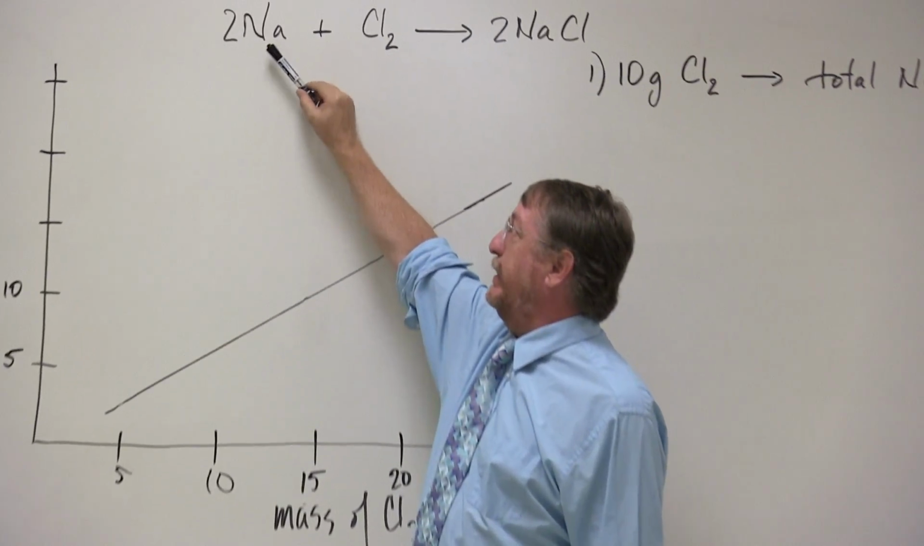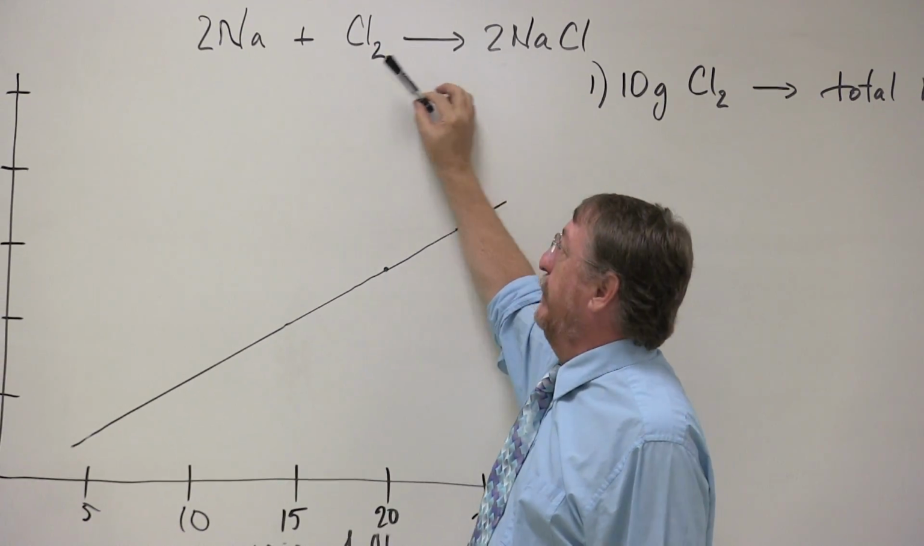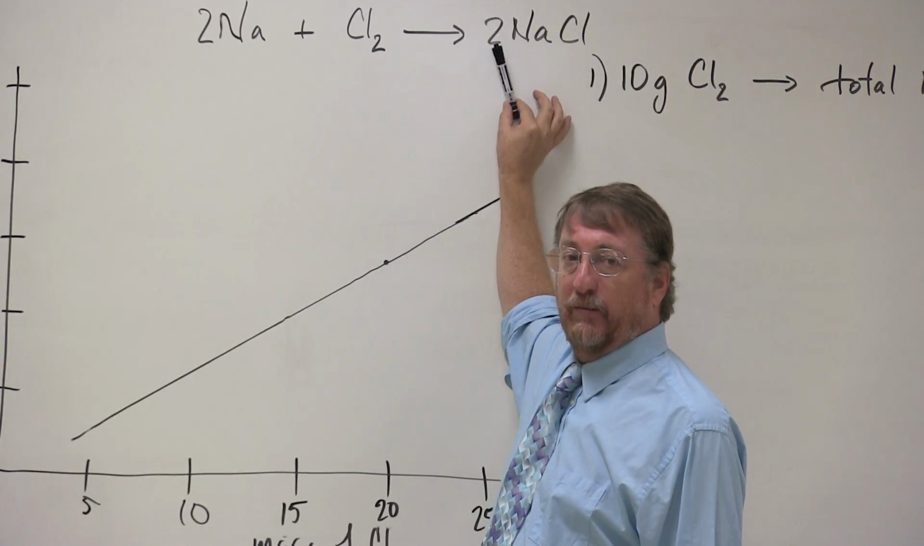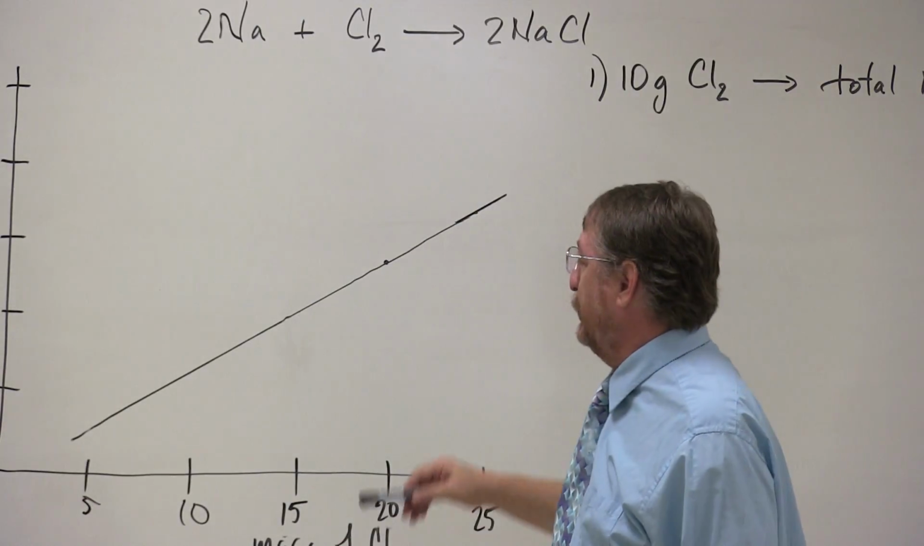So in this case, we have reactants of sodium and chlorine producing a product of sodium chloride. The amount of sodium and chlorine that react must equal the amount of sodium chloride produced. And so that's what we're going to emphasize in this section.